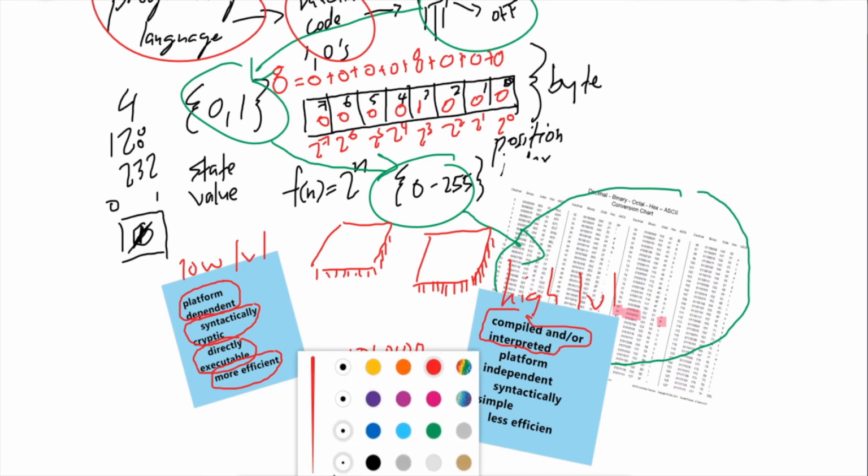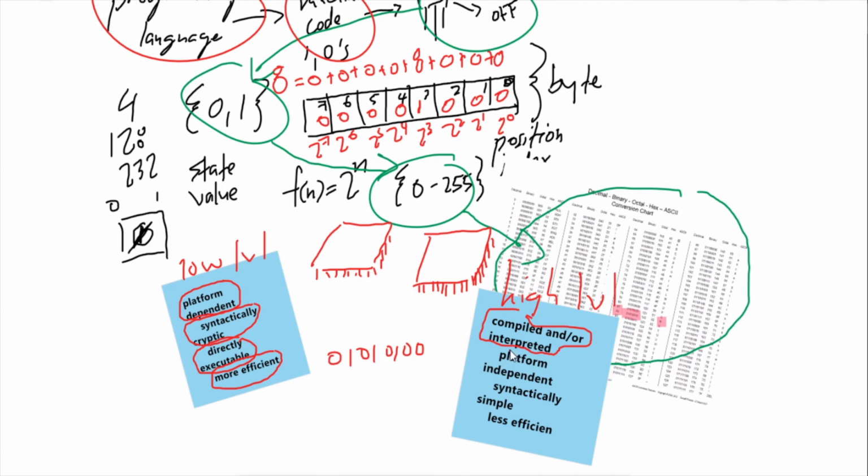Now, because there's a translation process, programs written in higher level programming languages are platform independent. And so you could write source code on your Mac computer, and with a Windows compiler or interpreter, you could translate that source code into Windows machine code. They're also syntactically simpler, and that's a bit obvious. It's easier to read A, B, C's, and 1, 2, 3's and symbols rather than just zeros and ones.